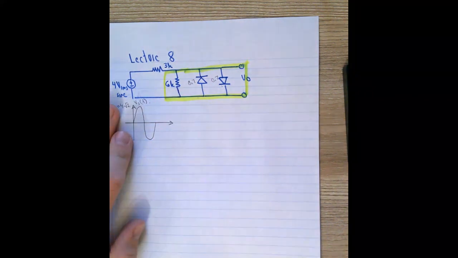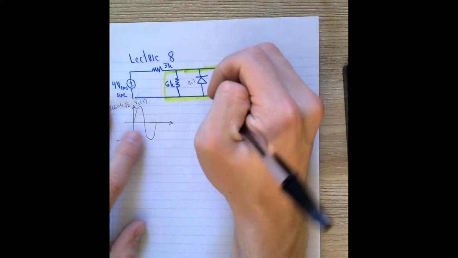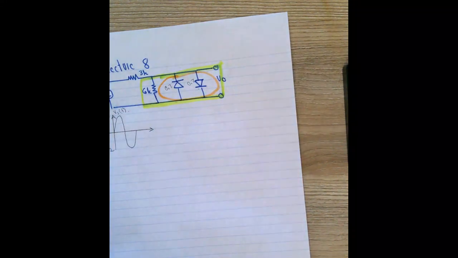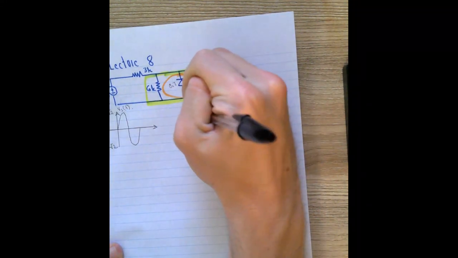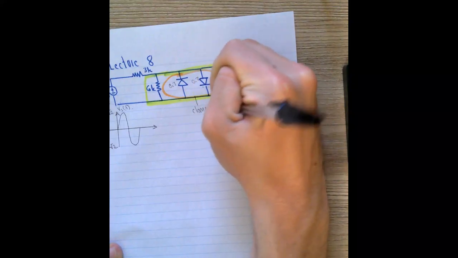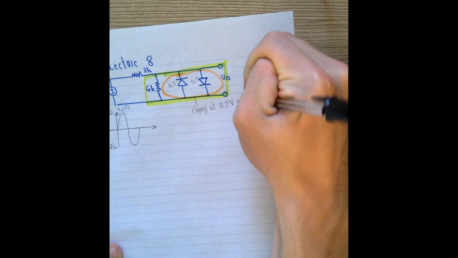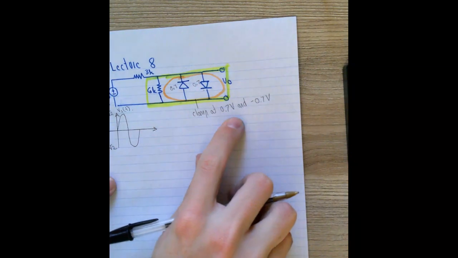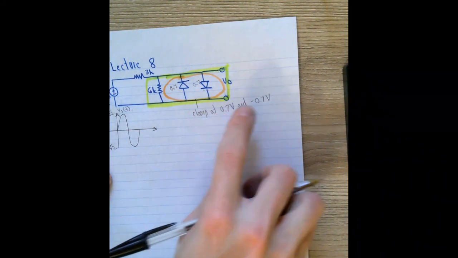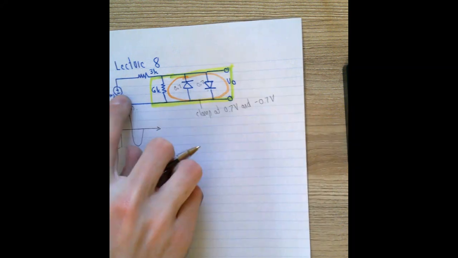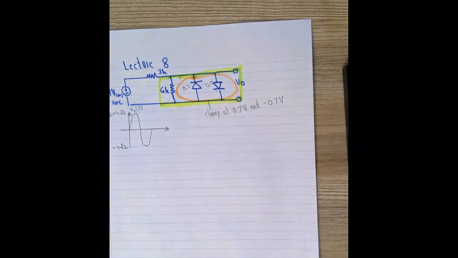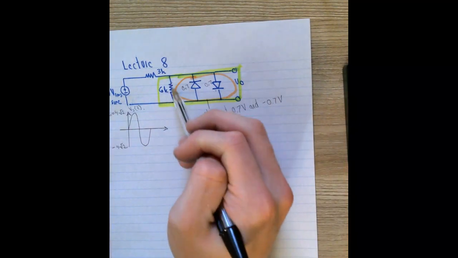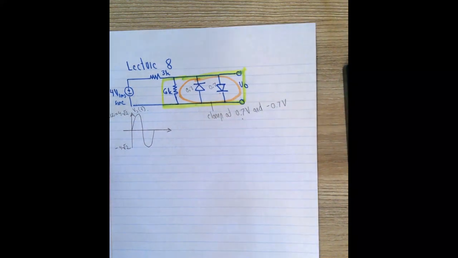So these two right here clamp at 0.7 volts and negative 0.7 volts. So basically, if it's ever greater than 0.7, it's going to be stuck there. And if it's ever below negative 0.7 volts from the source, it's stuck at that negative 0.7 volts. And then between those two values, it's going to measure the voltage across the 6k ohm resistor. So it's going to act like a voltage divider.